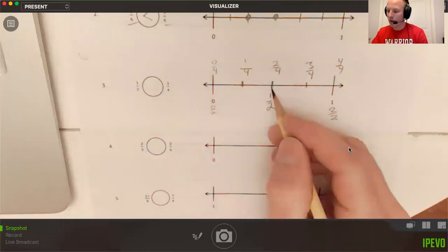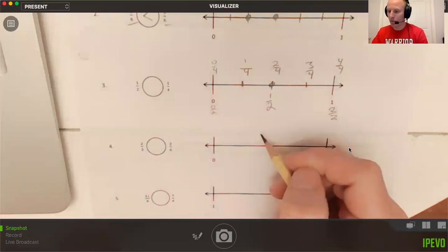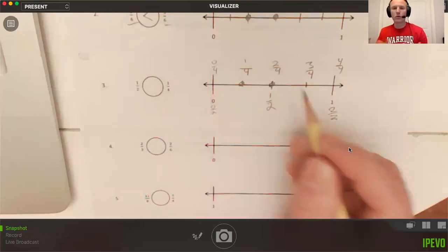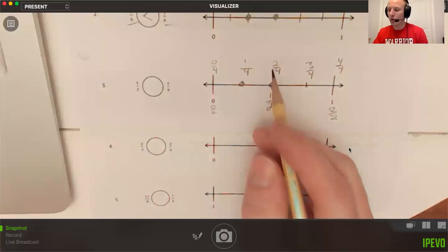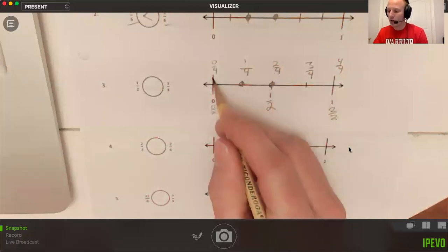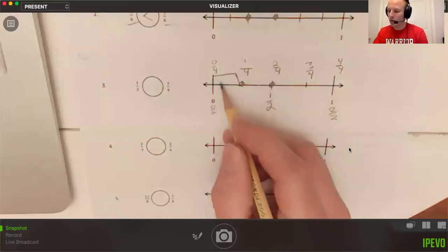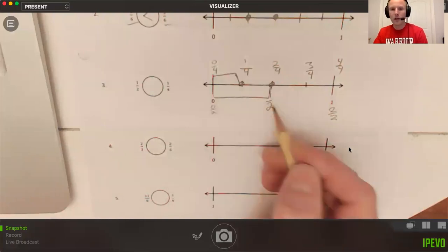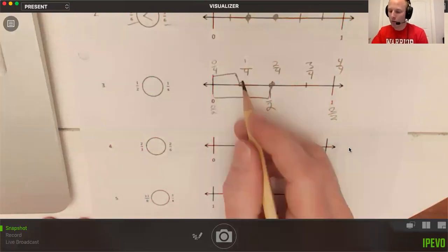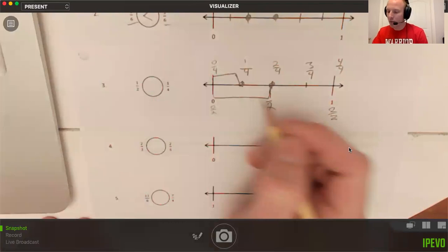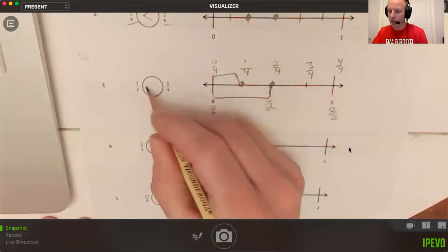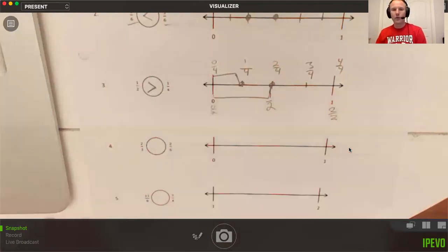Well, 1/2 is there and 1/4 is here. Which one is closer to 0? And the one that's closer to 0 is 1/4. We've only gone this far versus that far. So 1/4 is less than 1/2. So in this instance, we'd say 1/2 is greater than 1/4. That one's a little bit trickier, right?